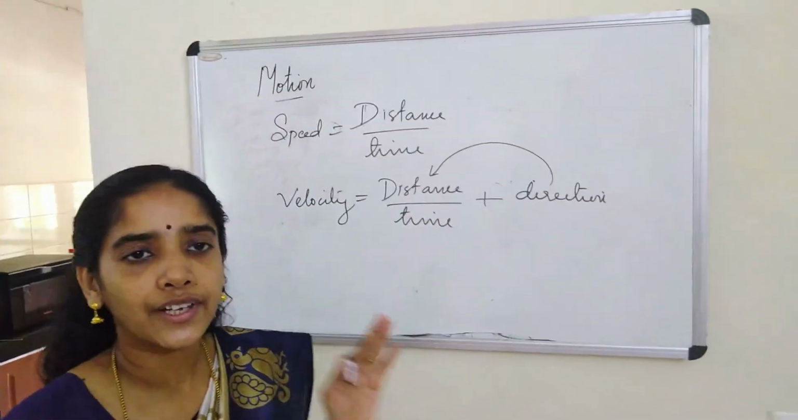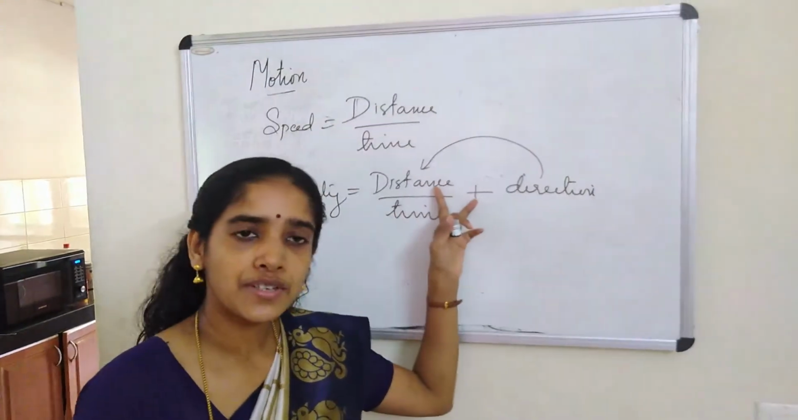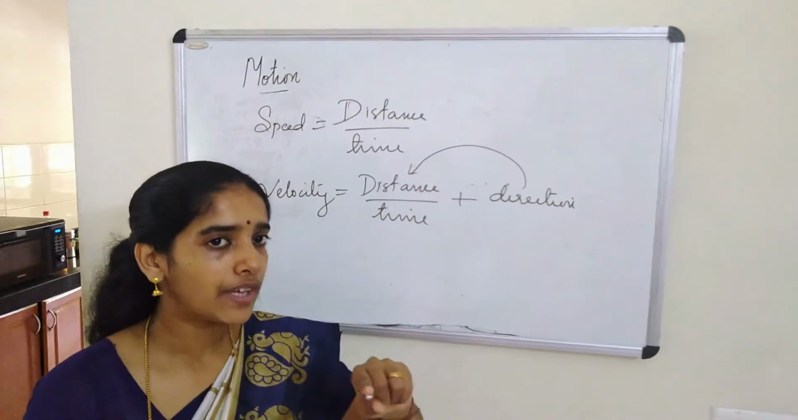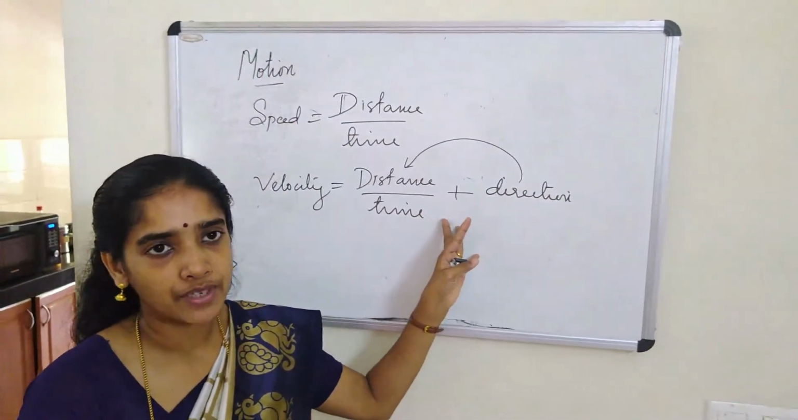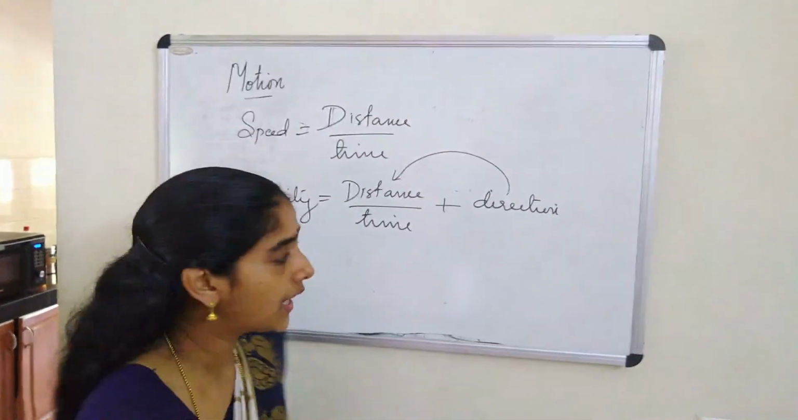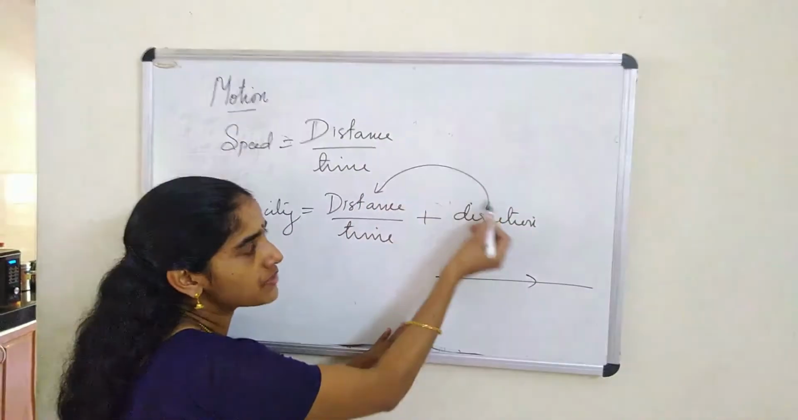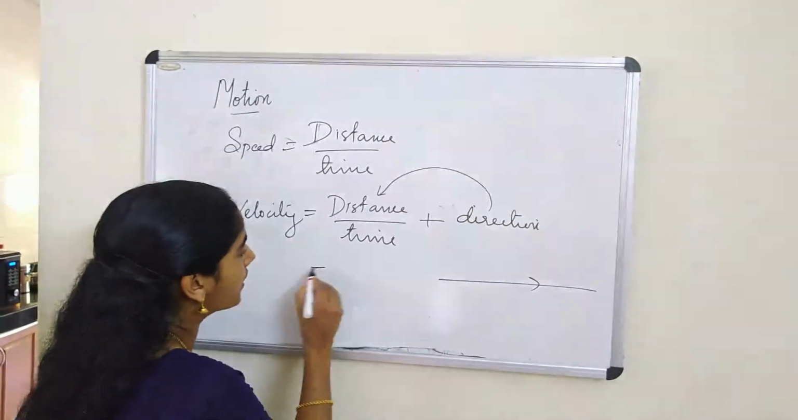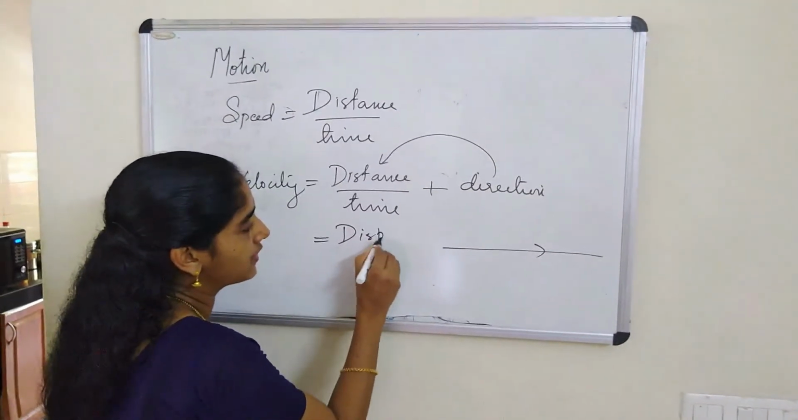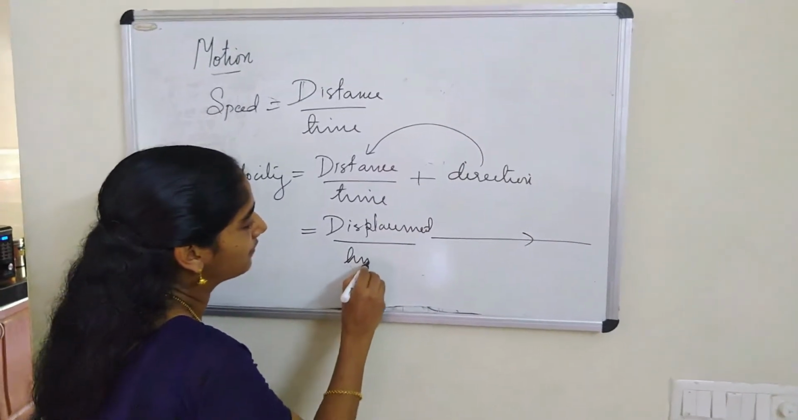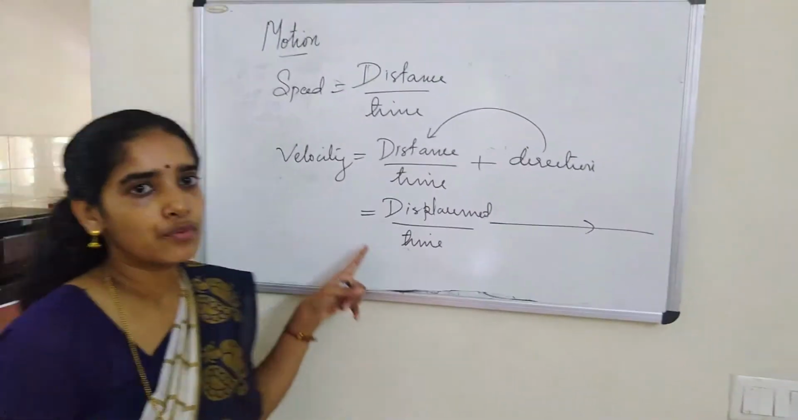What do you mean by adding direction to distance? What is distance? Length of the path. Now you give direction to path. So when you give that, you studied already in distance and displacement. When you give a particular direction to path, then path becomes straight, right? And distance plus direction will be replaced by which quantity then? Displacement. Displacement by time.